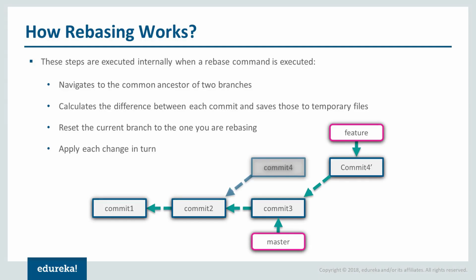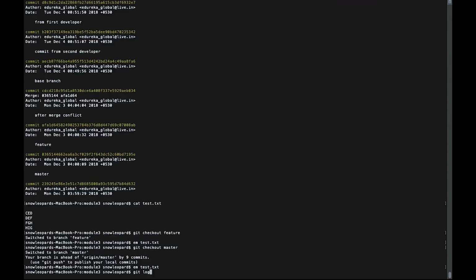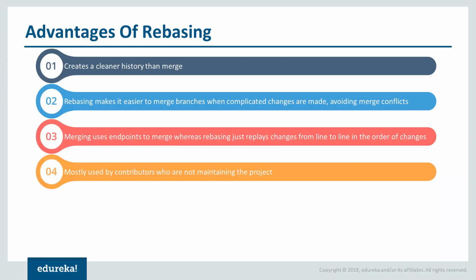So there are certain advantages of rebasing. Number one, it creates a cleaner history than merge. Because if you go here, my history is clear, right? There's no merge history there when complicated changes are made. This way, we are avoiding the merge conflicts. We didn't get any message of conflict in our example. Merging uses endpoints to merge, while rebasing just replays the changes line by line in the order of changes. That is why the merge conflicts do not happen.